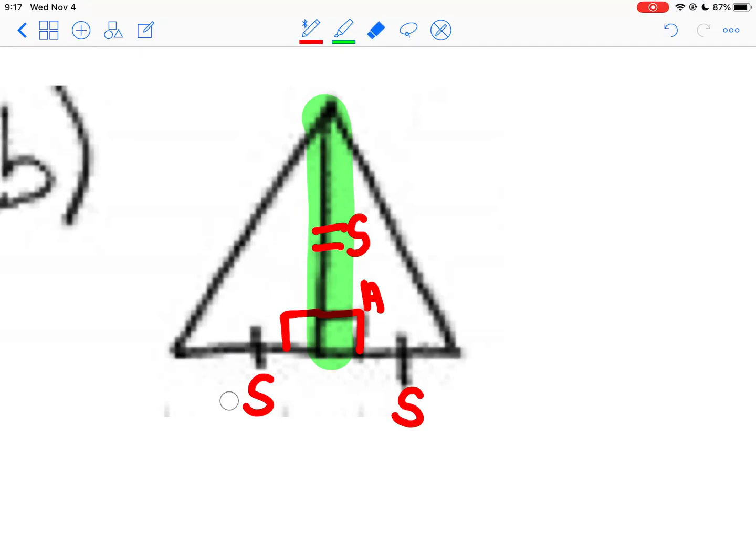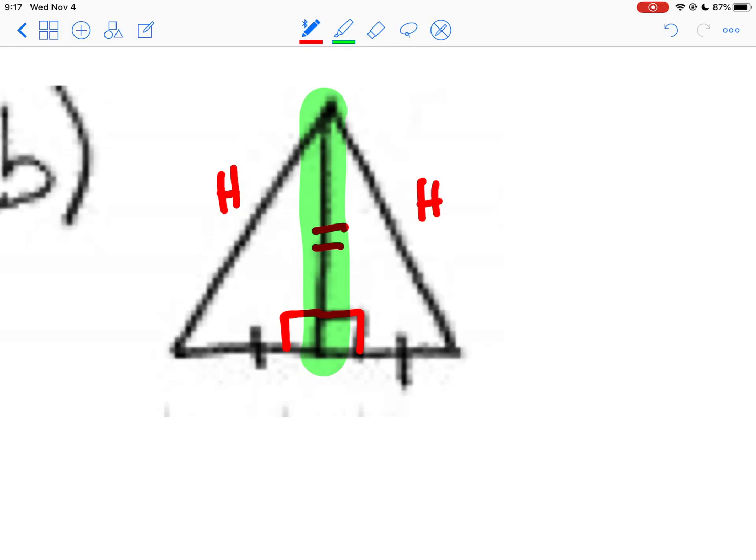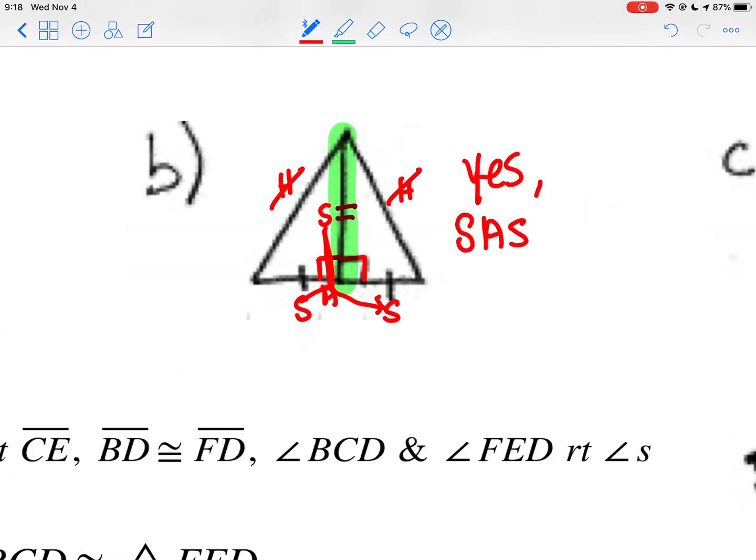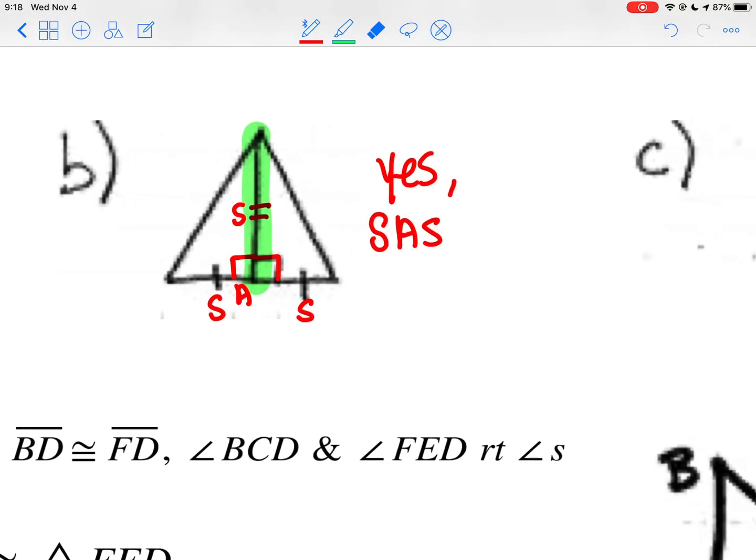Another thing is, if you look at the right triangle and you think about it in terms of hypotenuse and legs, the hypotenuse is not marked as congruent. They're both legs. So instead we use one of our other theorems for this one, and this is going to be side, angle, side. So it's side, angle, side for each one. So this one is yes by side, angle, side. Since we didn't have the hypotenuse, we can't use hypotenuse-leg, but we do have enough to use side, angle, side, which is another congruence theorem.